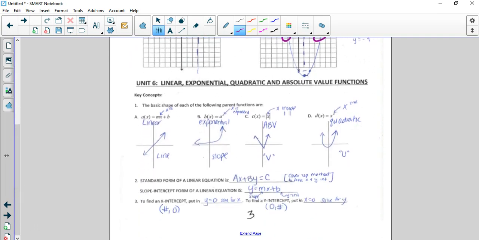All right, Unit 6. Your different equations. Okay, linear, exponential, absolute value, v, quadratic, parabola. Okay, more notes you can just read. Again, hit pause if you need to.